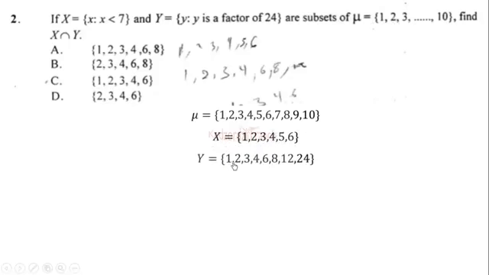Then also Y has these elements. Factors of 24 are 1, 2, 3, 4, 6, 8, 12, 24. The numbers that are common to X and Y, that is X intersection Y, are 1, 2, 3, 4, 6. Therefore the correct answer is 1, 2, 3, 4, 6, which is option C. Now question 3.